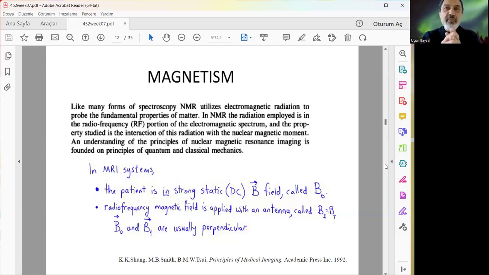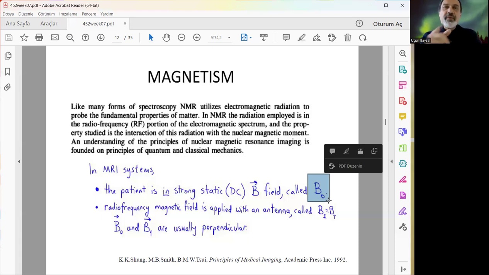So, the DC magnetic field is denoted by B sub 0. B sub 0 denotes a high strength DC magnetic field. Today's systems are 1.5 Tesla or 3 Tesla, or even more: 4 Tesla, and up to 12 Tesla research magnets are available. But in the clinical environment, mostly 1.5 or 3 Tesla systems are used.